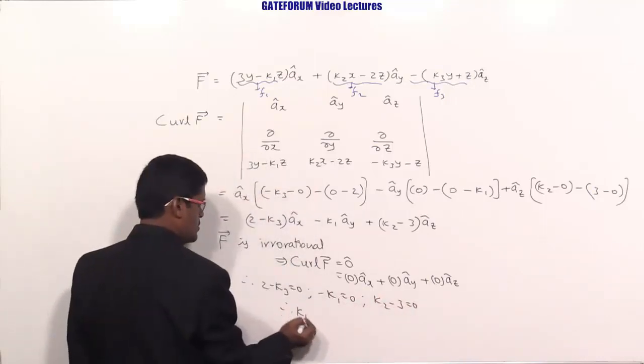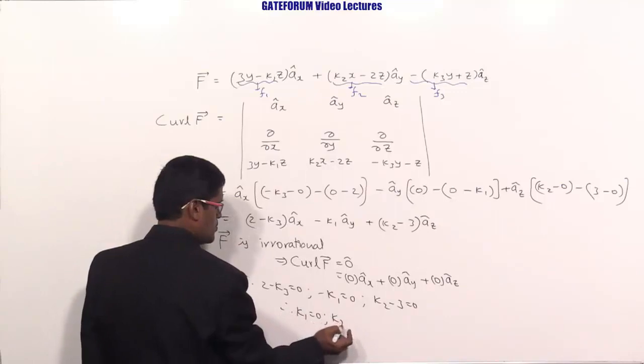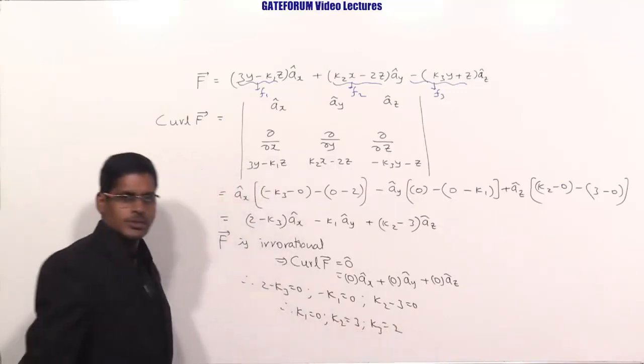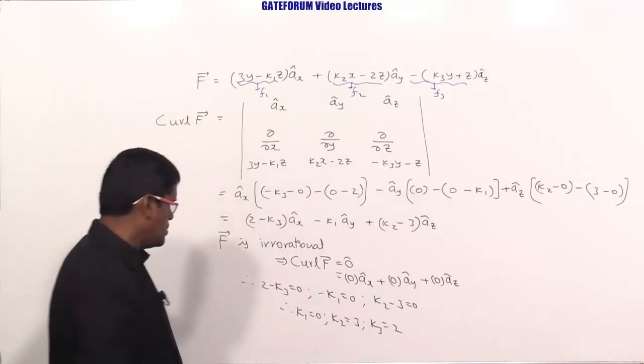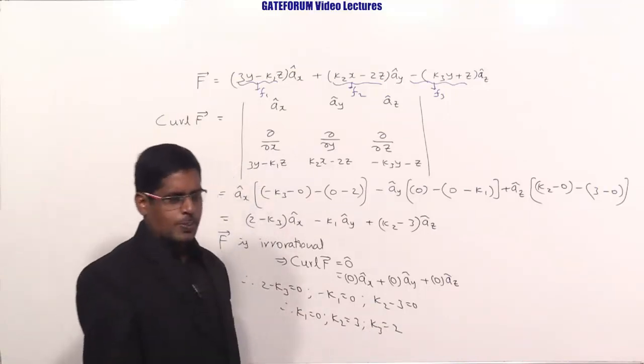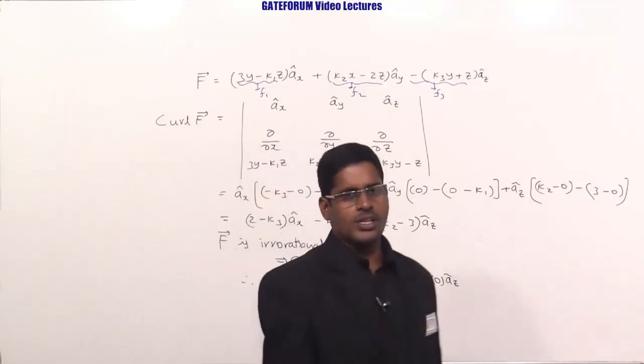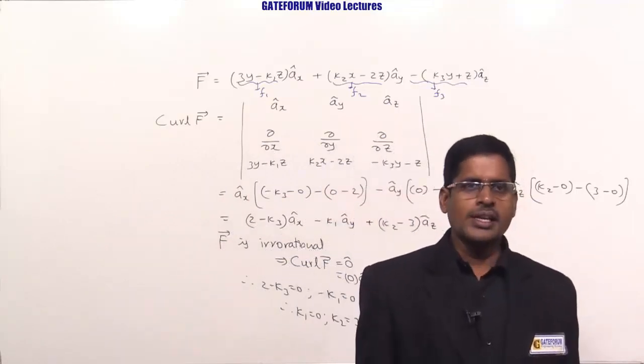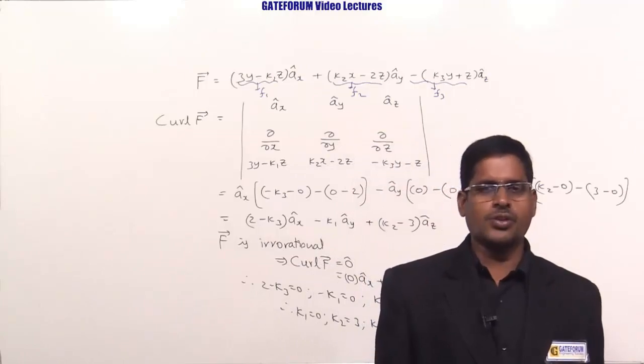Therefore k1 is 0, k2 is 3, k3 is 2. So the values of k1, k2, k3 respectively are 0, 3, 2. That is 0.0, 3.0, 2.0. That is the answer. Accordingly, the option is B. This is the end of the question.